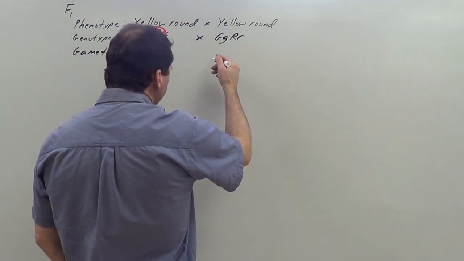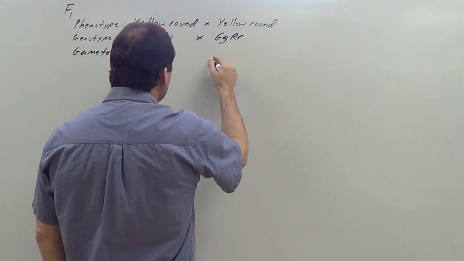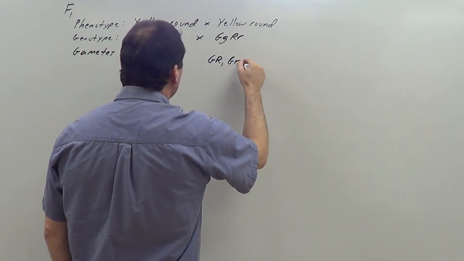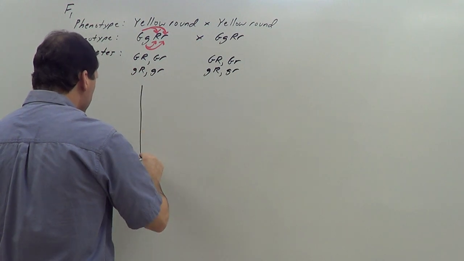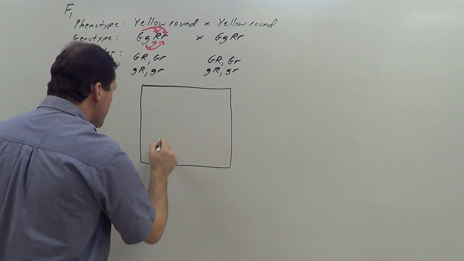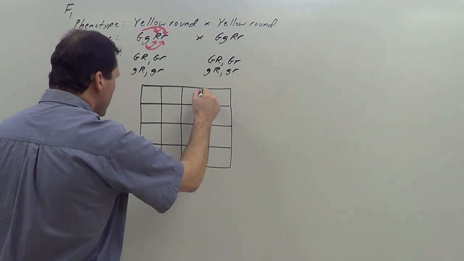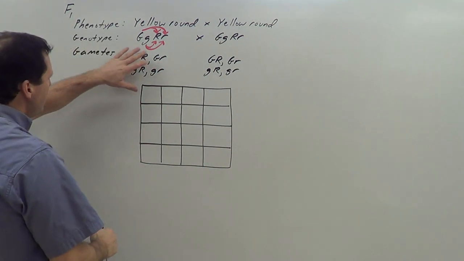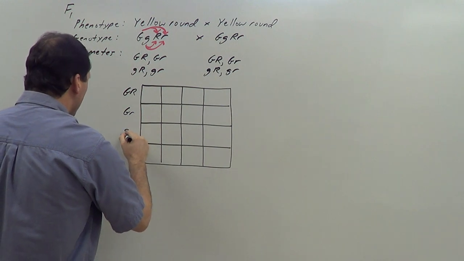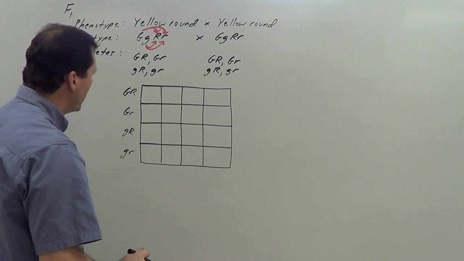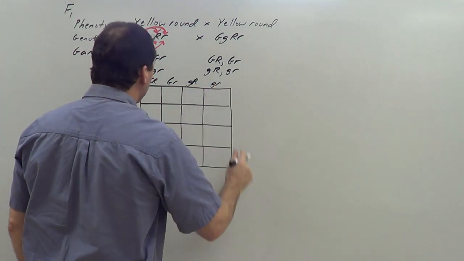Same thing's going to happen over here. In this case, it's the same thing, but if you're working a different problem, this genotype might be different from that one. In this case, it's the same. So capital G, capital R; capital G, lowercase r; lowercase g, capital R; lowercase g, lowercase r. Now I'm going to draw a Punnett square. Again, neat work is paramount here. There's my Punnett square, and I'm going to write these gametes down this side and these gametes across the top. So capital G, capital R; capital G, lowercase r; lowercase g, capital R; lowercase g, lowercase r. Same thing across the top.